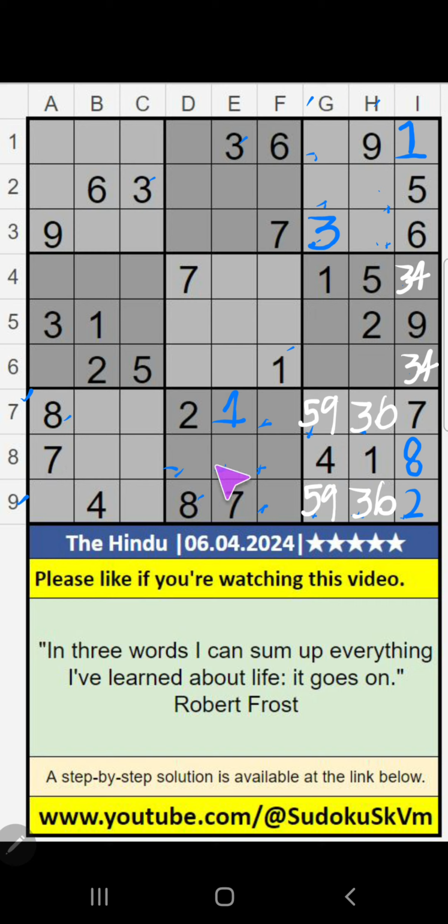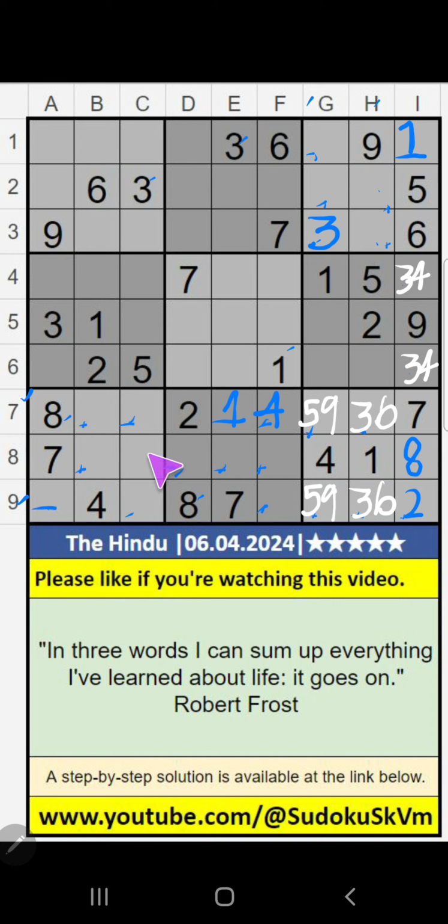In the 9th row and the 8th row we have 4, so 4 can't come in these cells. Then 4 is confirmed here. In the 9th row and 7th row we have 2. Column B also we have 2. So 2 can't come in these cells. Then 2 is confirmed here.